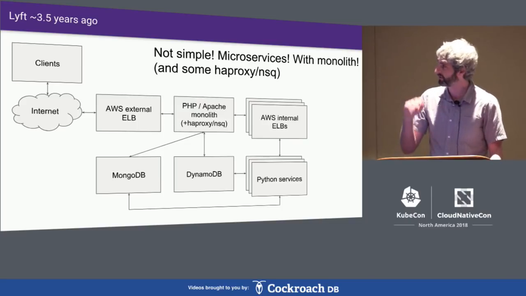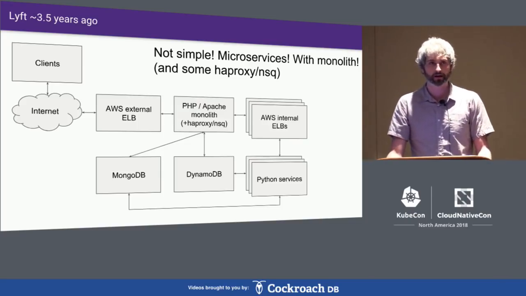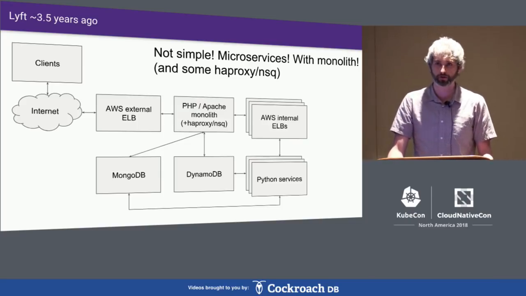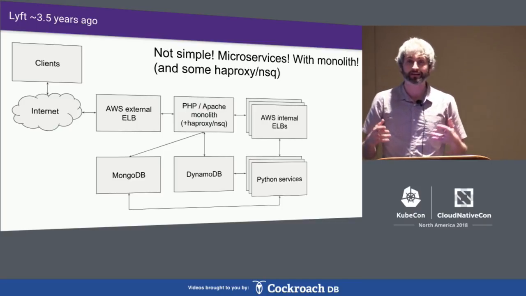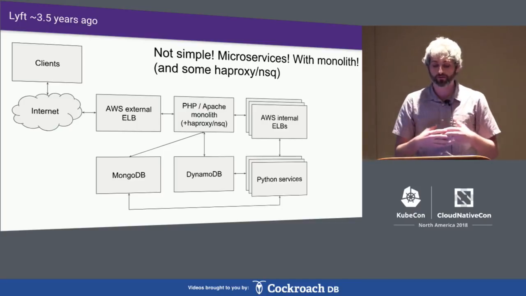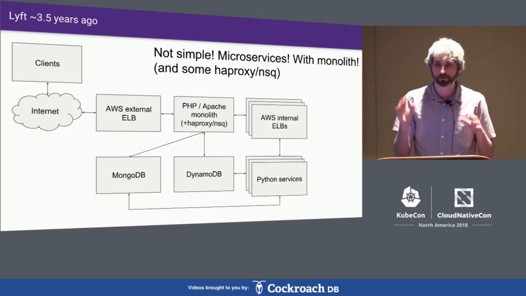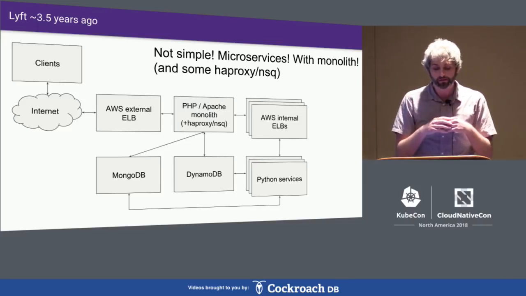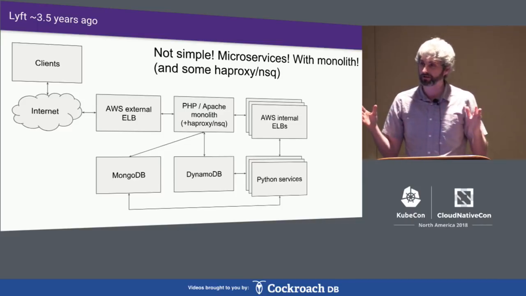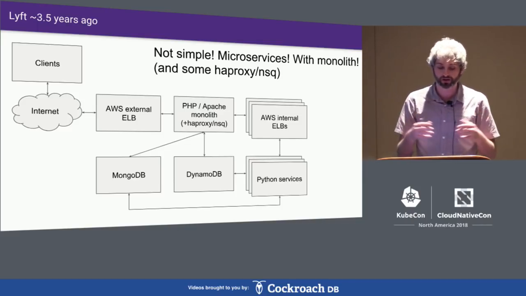So fast forward about 2 years later, and again, this is a common progression for most companies that are going through growth. So we still have clients, we still have the internet, we still have the load balancer, but now we have expanded to microservices. So we still have our monolith. Monolith has been a little slow, so let's add some HA proxy and some queuing. We're now using a bunch of internal load balancers for service discovery.